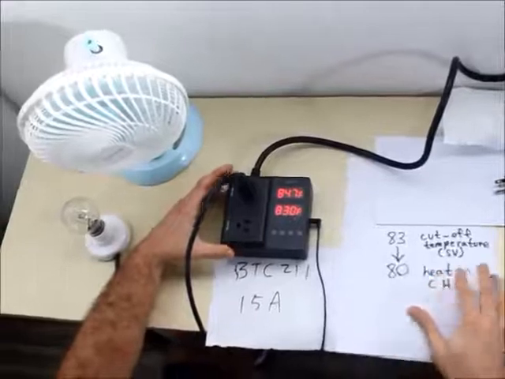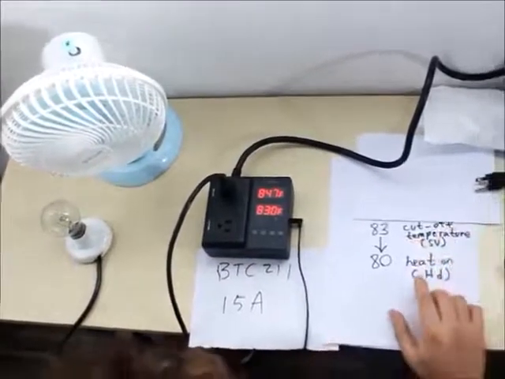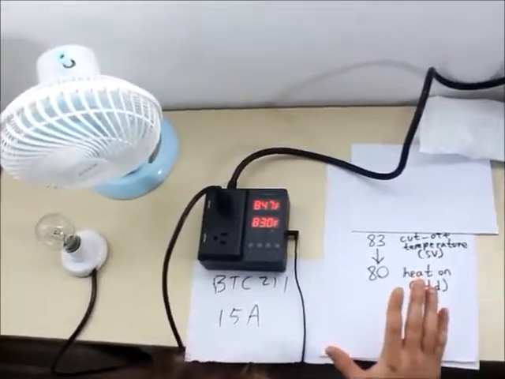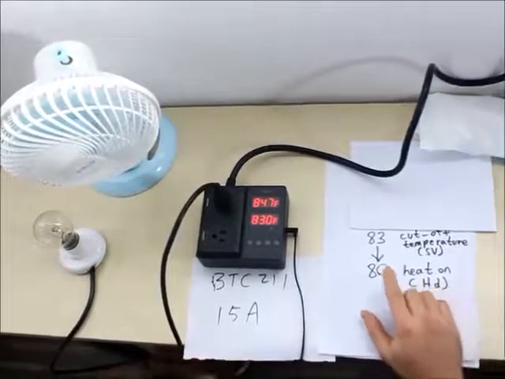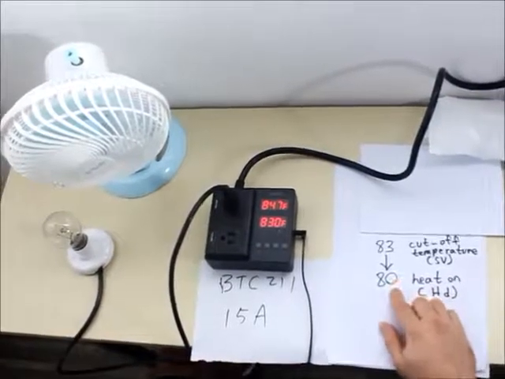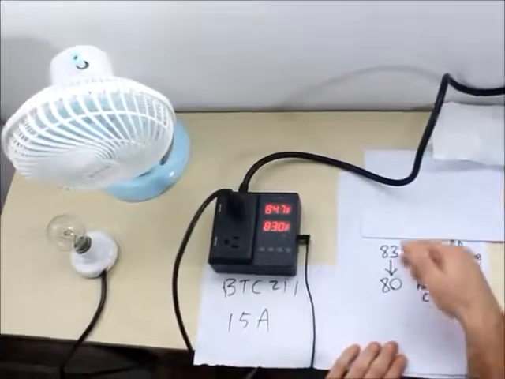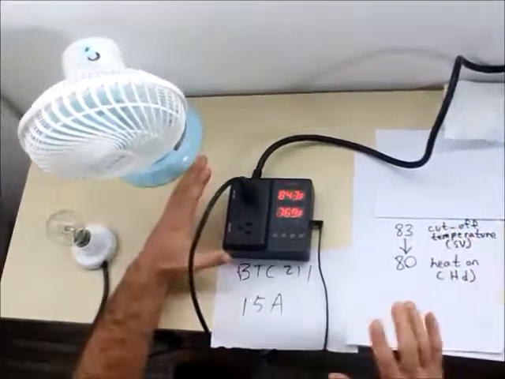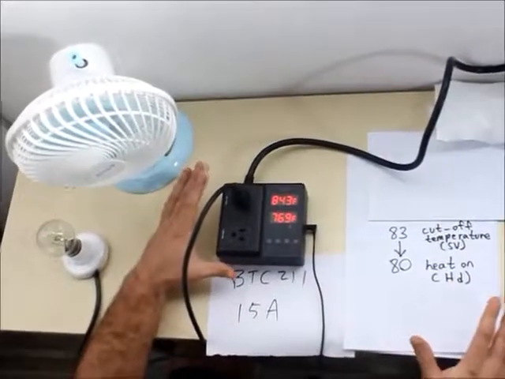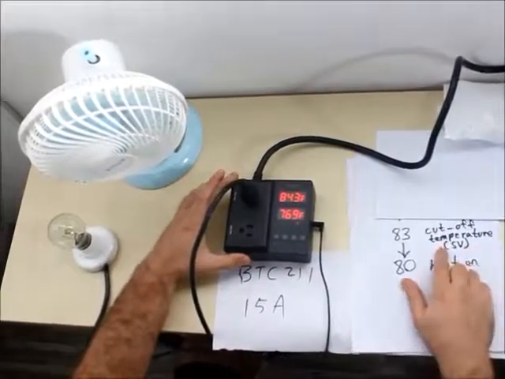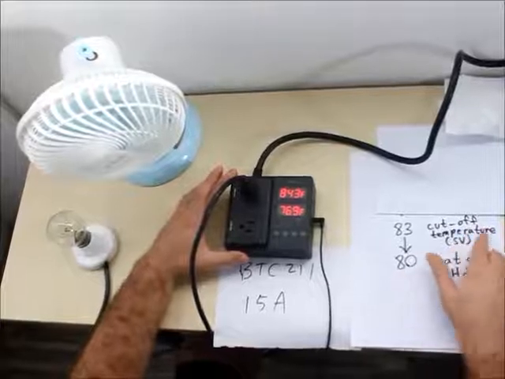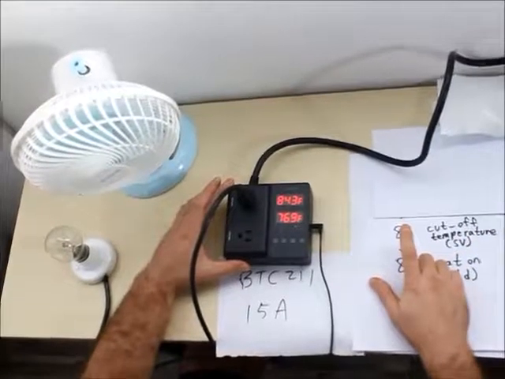So first, I want to control a heating device, only a heating device, where the heat comes on at 80 degrees and cuts off at 83 degrees to keep our environment in a range between 80 and 83. So only using a heating device right now. So I need to set our SV, that's our cutoff temperature, at 83.